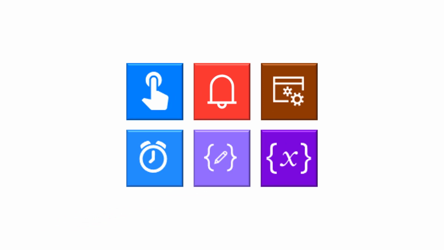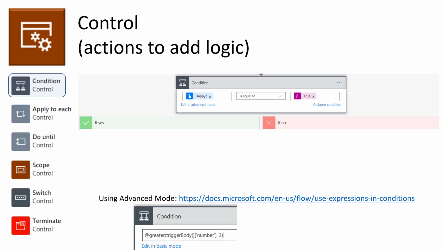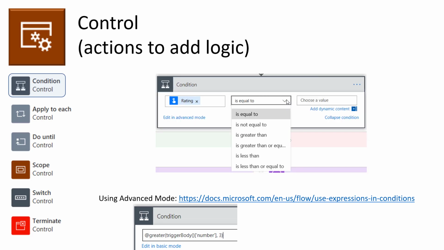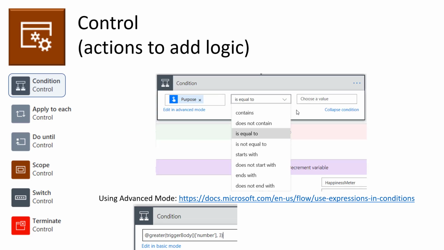The next type are control actions. These are actions that add logic. This is a fairly recent addition where the Flow team has put things like conditions and looping under one umbrella called control actions. So the first one we'll look at briefly is the condition control.